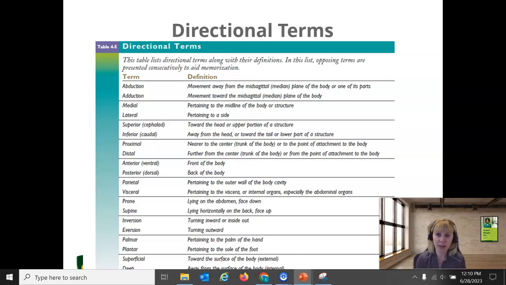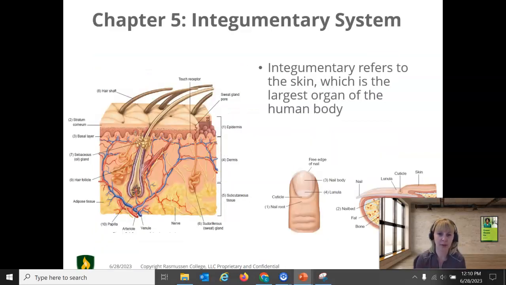We're going to move on to our next chapter, Chapter 5, the integumentary system. The integumentary system refers to the skin and the accessory organs, things such as hair, nails, and glands. The skin covers and protects all outer surfaces of the body and performs many vital functions like the sense of touch. The skin consists of 2 layers, the epidermis and the dermis.